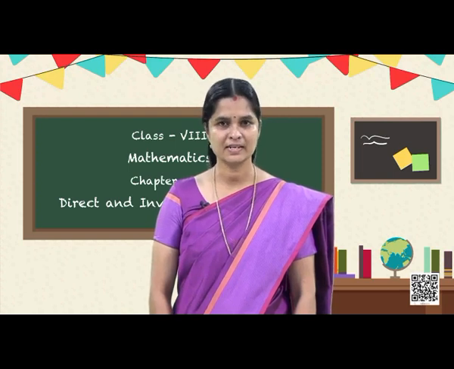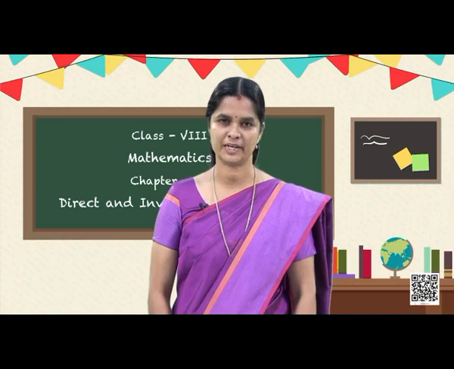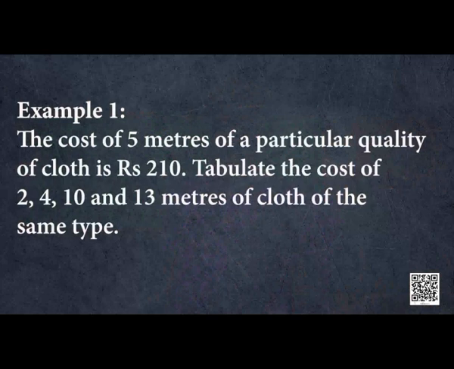Now, let us consider some more examples where we would use the concept of direct proportion. Here is an example for you. Example 1. The cost of 5 meters of a particular quality of cloth is rupees 210. Tabulate the cost of 2 meters, 4 meters, 10 meters and 13 meters of cloth of the same type. How can we solve this?